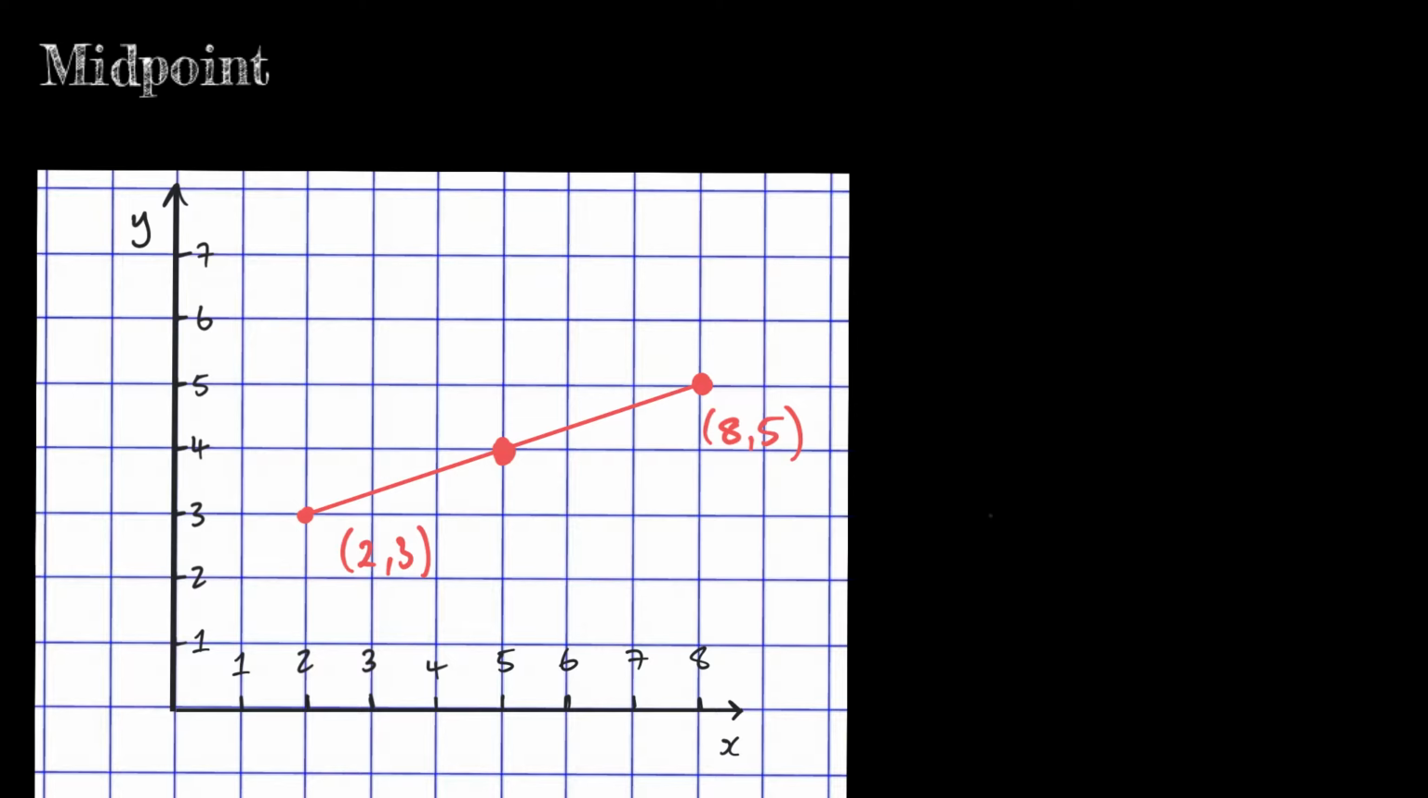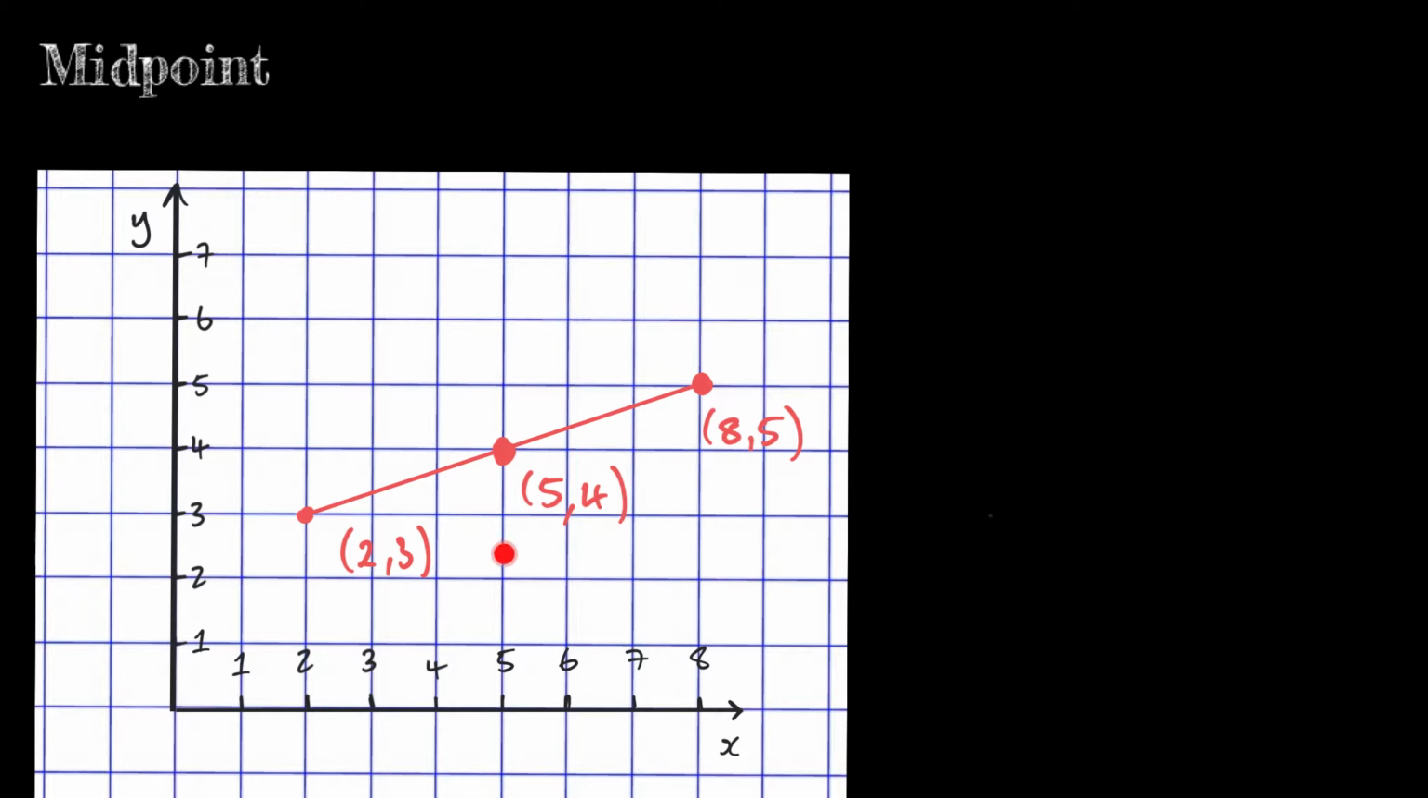If I add my 2 x values, 8 plus 2 gives me 10, and 10 divided by 2 gives me 5. So I can see this point here is going to be 5. If I add my 2 y values, 3 plus 5 will give me 8, and 8 divided by 2 will give me 4. Let's check and see. Is this 5, 4?